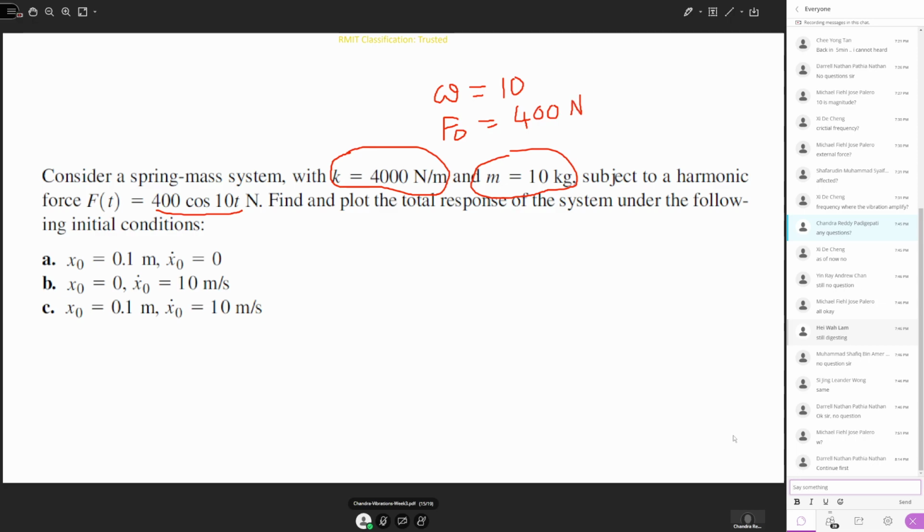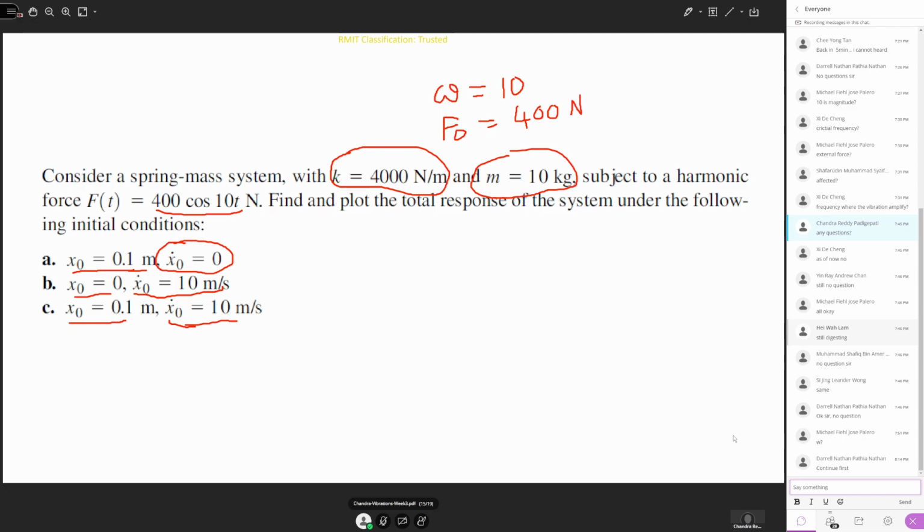Okay, so the initial conditions are given. Find and plot the total response of the system under the following initial conditions. So the initial conditions means when the displacement is 0.1 meter, the velocity is 0. When the displacement is 0, the velocity is 10 meter per second. When the displacement is 0.1, then the velocity is also 10 meter per second. So different conditions are given. A is one condition, B is another condition, C is another condition.